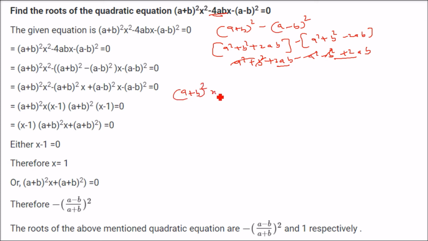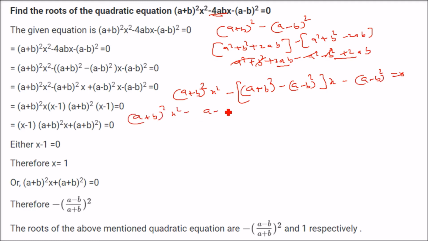So (a plus b) whole square x square. For 4ab, I am writing (a plus b) whole square minus (a minus b) whole square. This is for 4ab, and x will be there always. And then we have minus (a minus b) whole square. Let me open it. (a plus b) whole square x square minus (a plus b) whole square x, and then we have plus (a minus b) whole square x minus (a minus b) whole square.